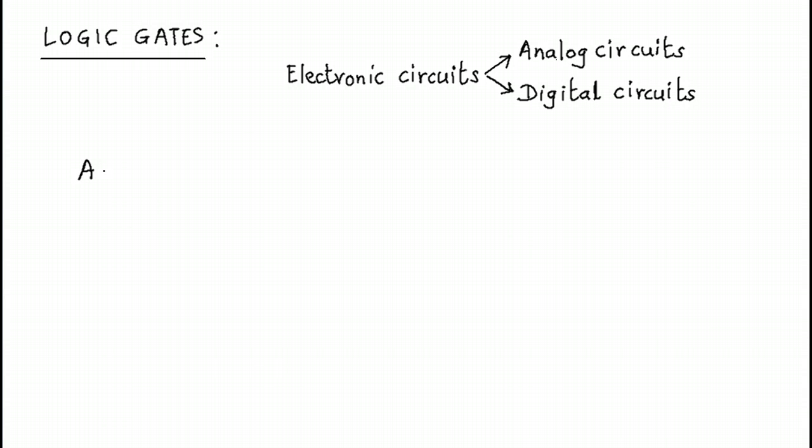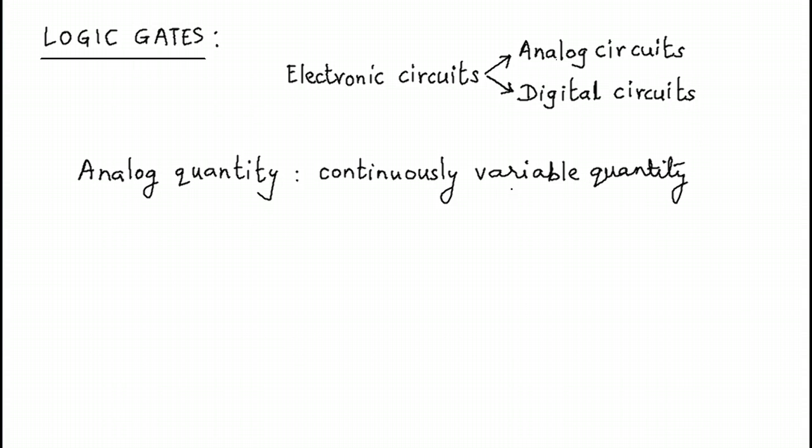An analog quantity is a quantity which can vary continuously within certain limits, of course. And in analog circuits, the input voltages given to the circuit as well as the output voltages obtained from it are analog in nature. That is, they can vary continuously within some limits.